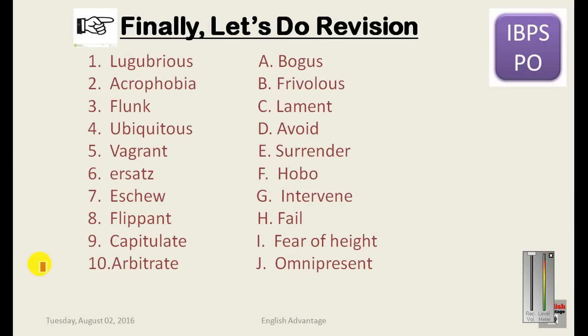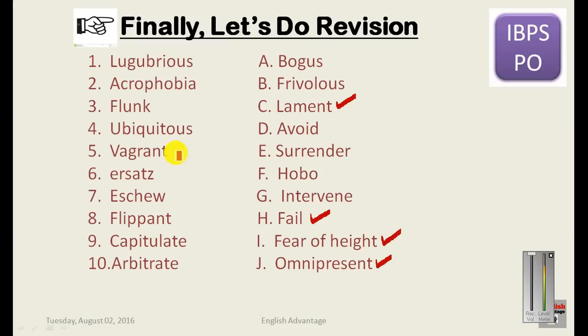Now let us do the revision of these words. Here I have taken some words from the last video tutorials and some words from outside. They are also very important. So lugubrious means lament, sad. Acrophobia means fear of height. Flunk means somebody who has failed. Flunk and fail are the same word. Okay. Ubiquitous. If something is ubiquitous, it is present everywhere, or you can say it is rampant, or widespread.